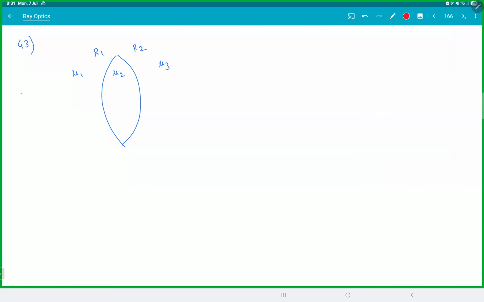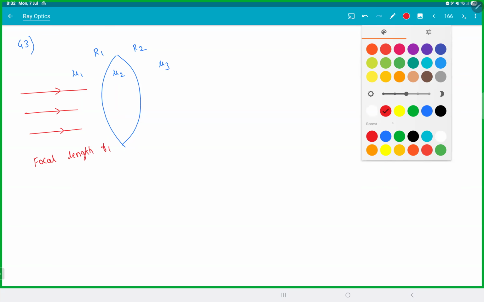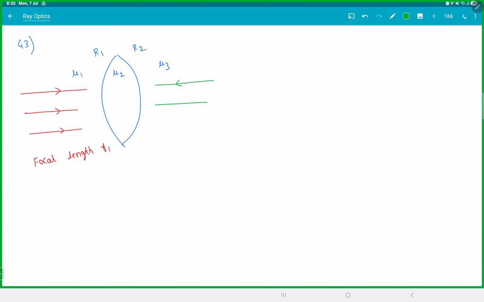If you send light rays from the left hand side, the focal length is f1. If you send the light rays from the right hand side, now it actually matters. If the mediums are different, the focal length will depend on which way you're sending the light rays. And what's the definition of focal length? When parallel rays are incident on a surface, the point where they meet is the focal length. Find the focal length of the system if light rays are incident from left and right.